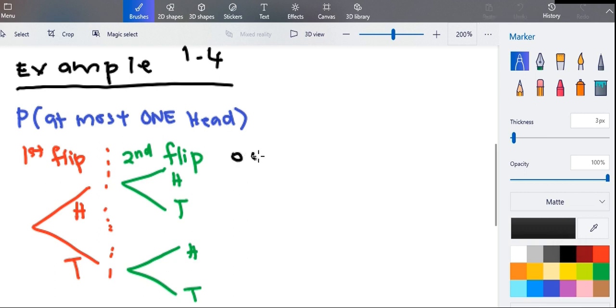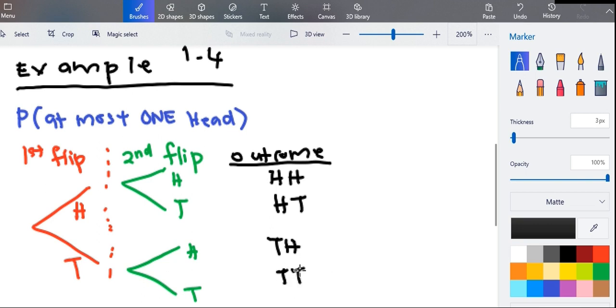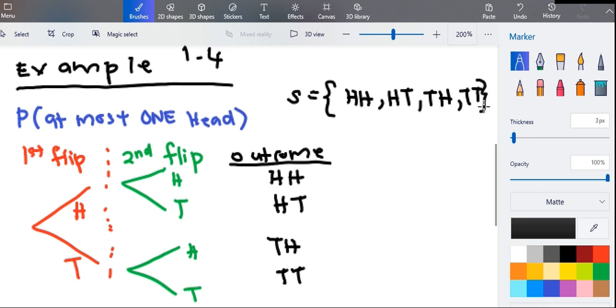And then, how about the possible outcomes? The possible outcomes are basically the combination of the outcome from the first flip and the second flip. That's why you get HH, HT, TH, TT. So you can list out the possible outcomes using sample space notation, set notation: S equals HH, HT, TH, and TT.